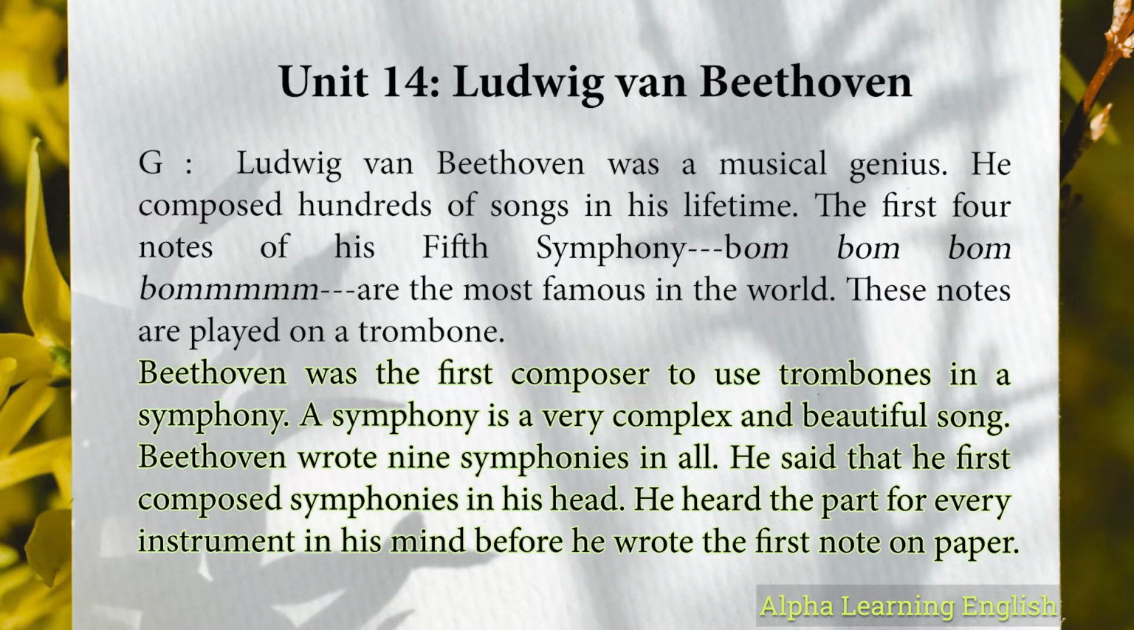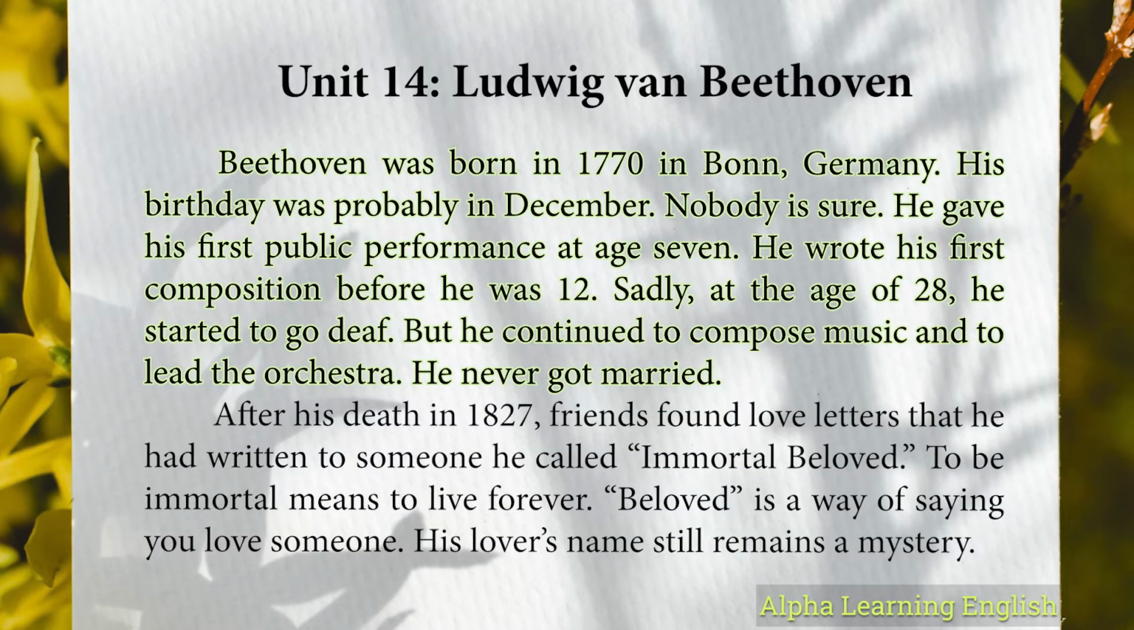He heard the part for every instrument in his mind before he wrote the first note on paper. Beethoven was born in 1770 in Bonn, Germany. His birthday was probably in December. Nobody is sure. He gave his first public performance at age 7. He wrote his first composition before he was 12.